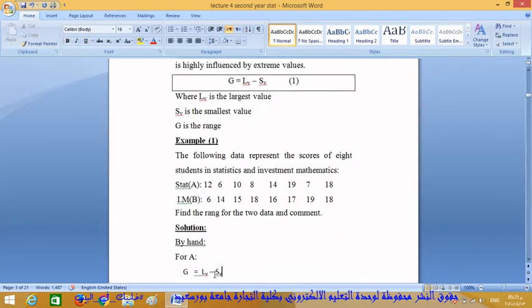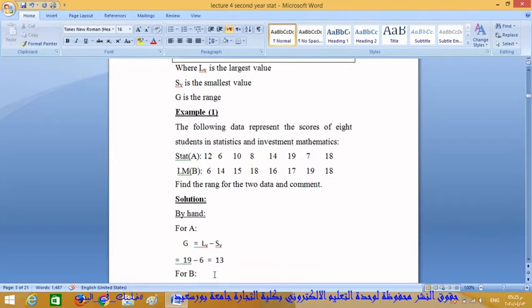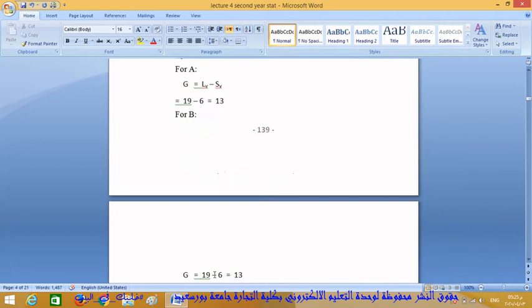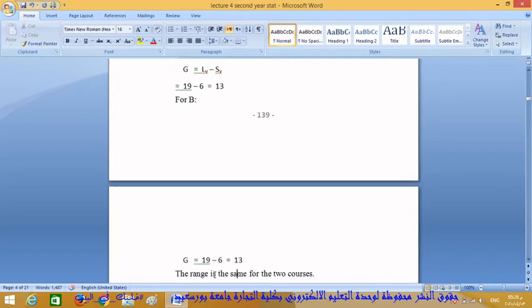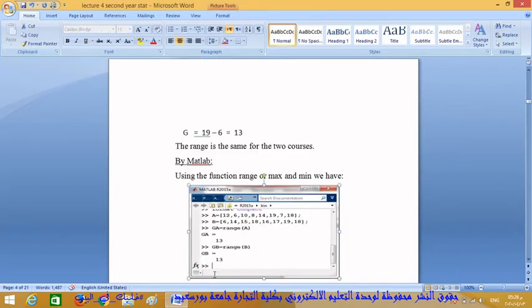Okay, by hand. For A, range equals the largest value minus the smallest value. Here the largest value is 19 and the smallest value is 6. So range for A equals 19 minus 6 equals 13. And range for B is the same, equals 19 minus 6 equals 13. So the range is the same for the two courses. Okay?